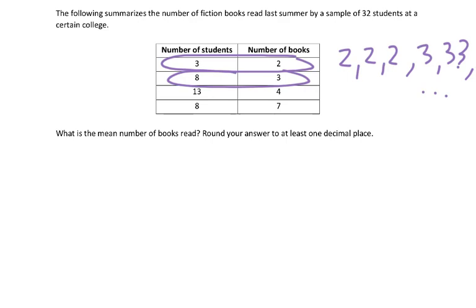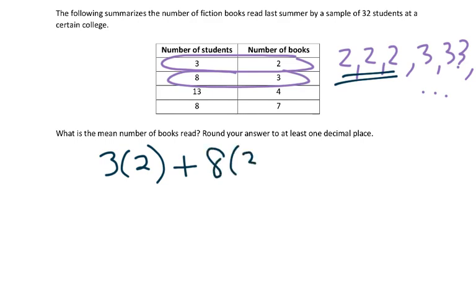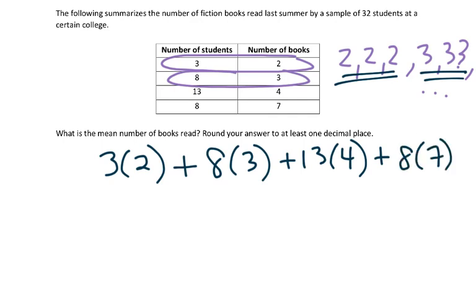So what I typically do is I calculate the mean in this way. The first thing is I know that 3 students read 2 books, so there's going to be 3 2s, just like we saw here. And then I'm going to add: how many students read 3 books? Well, 8 students read 3 books, so there's going to be 8 3s, and so on. So I'm going to say plus 13 times 4, because there are 13 students that read 4 books, and then 8 students that read 7 books.